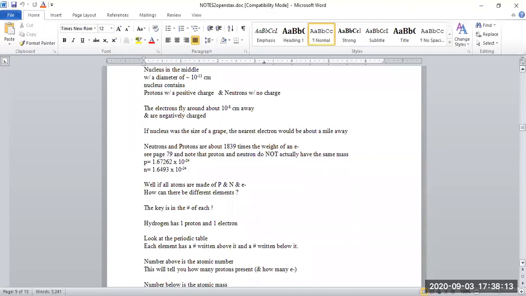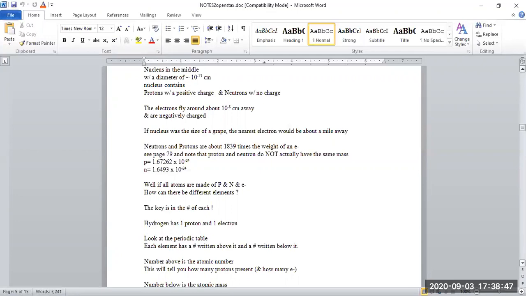Okay, look at the number values that I gave you there. These are actually in grams. I probably should have put a G after it. So proton, 1.67262 times 10 to the negative 24th grams. And then we have one that is a little bit less. A neutron, 1.6493, also times 10 to the negative 24th. There's actually a reason for this.